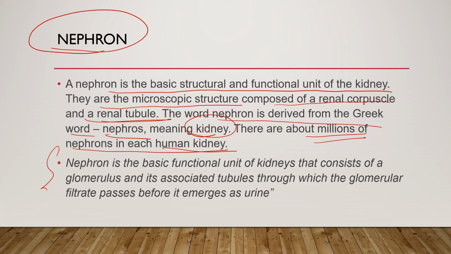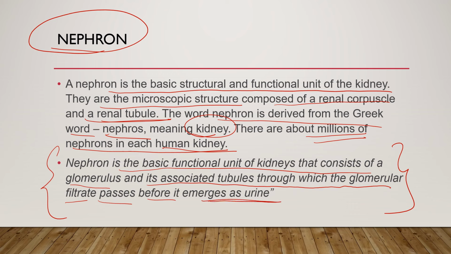Now the definition of nephron, you can write it like this: nephron is the basic structural and functional unit of kidney that consists of glomerulus and its associated tubules, through which the glomerular filtrate passes before it emerges as urine. Okay, so it is a very specific definition, so you can learn or memorize this. Is it clear?